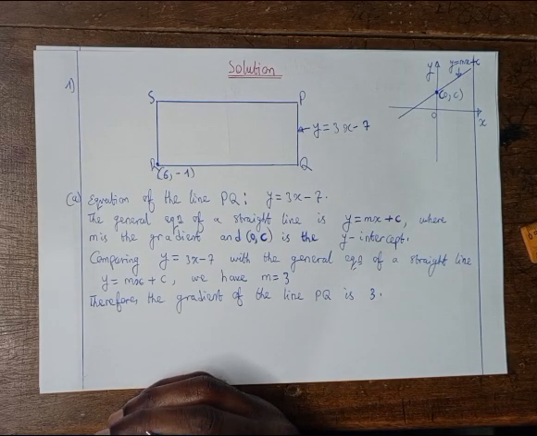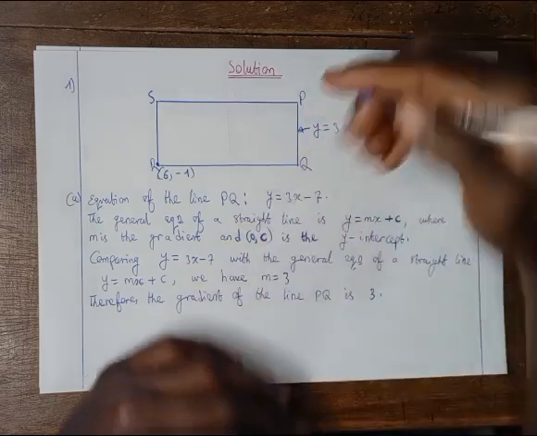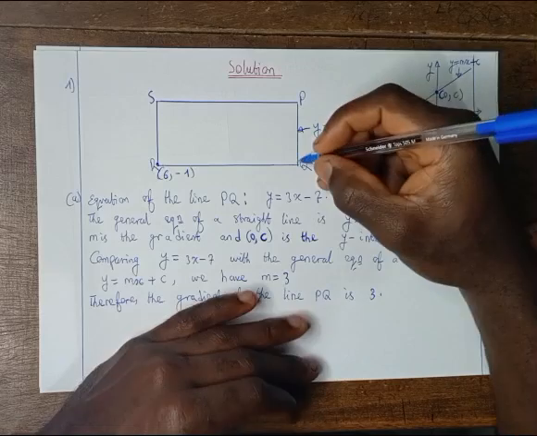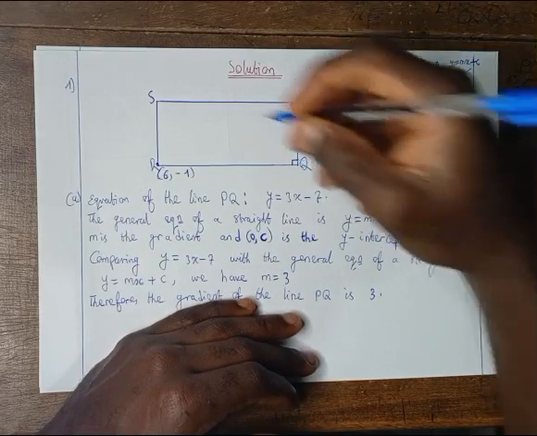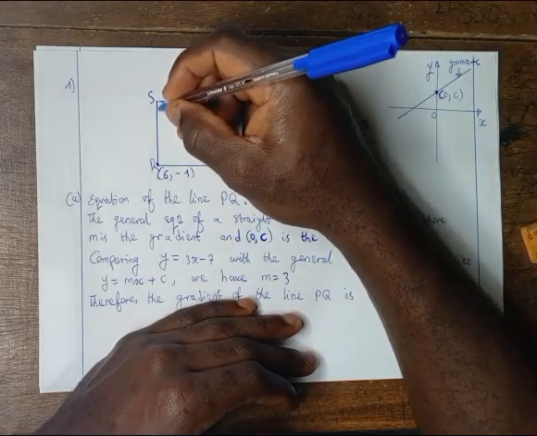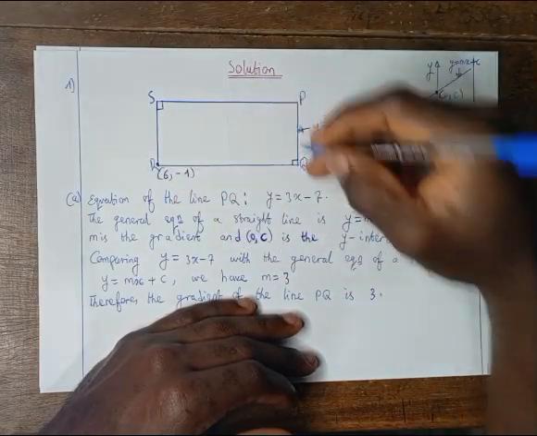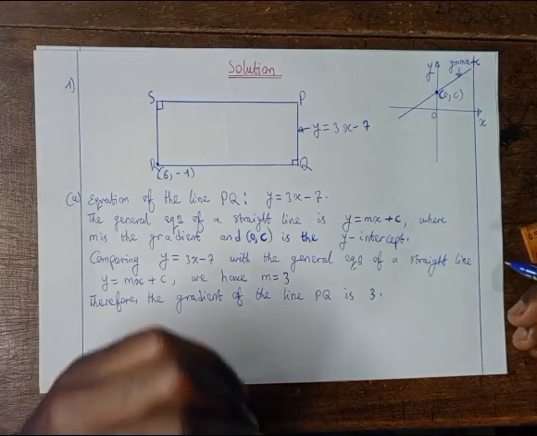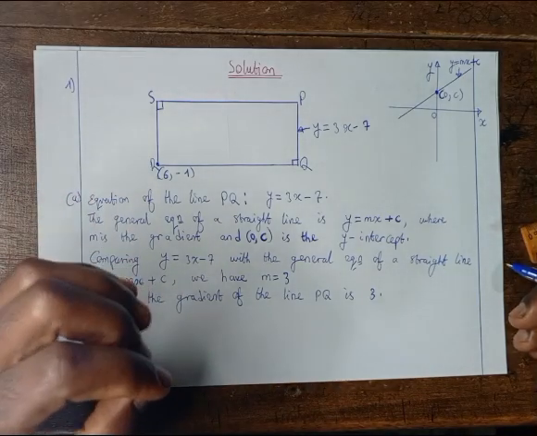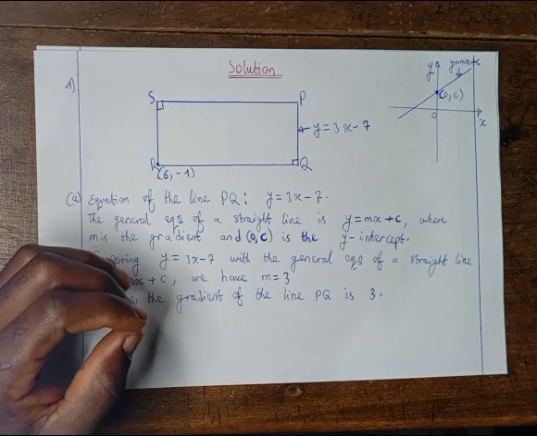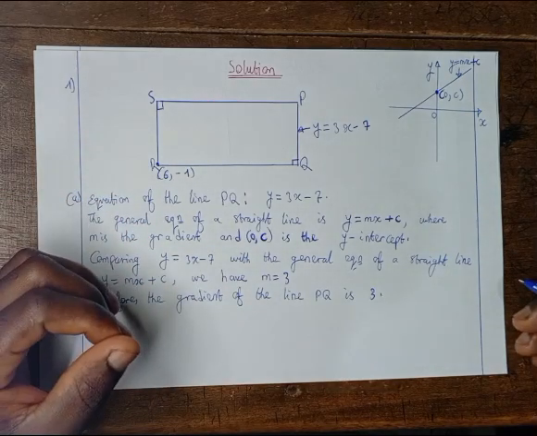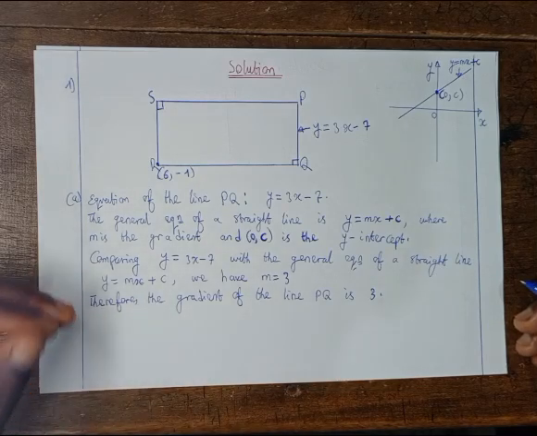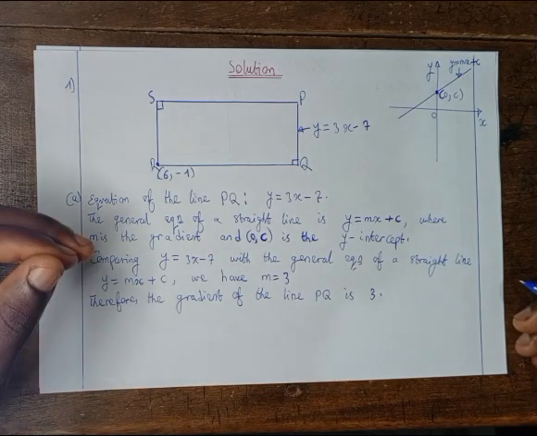Next, we are to find the gradient of the line QR. You can see this is the line PQ. This is the line QR. You can see these two lines are perpendicular. This is a rectangle, so these two lines must be perpendicular. That means they meet at an angle of 90 degrees. Now, we know that if two lines are perpendicular, the product of their gradients must be equal to negative 1.